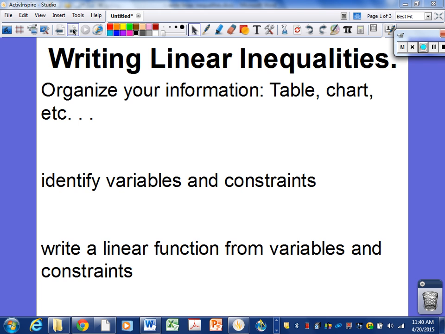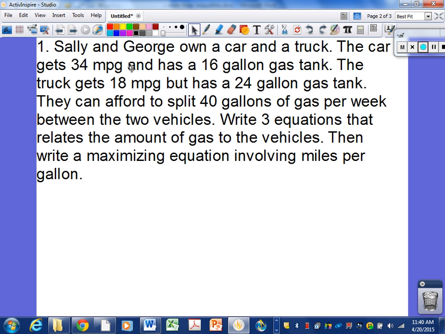Okay, so let's do problem number 1. Good old Sally and George, they have a car and a truck. So if one day you are in a happy relationship, you might have 2 vehicles to drive around, with some constraints. The car gets 34 miles per gallon. That's the maximum miles per gallon it can get. And it has a 16-gallon gas tank. That is a constraint.